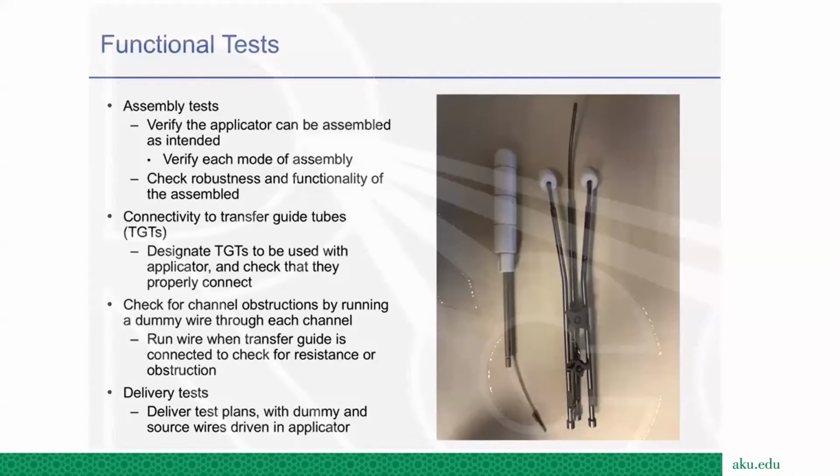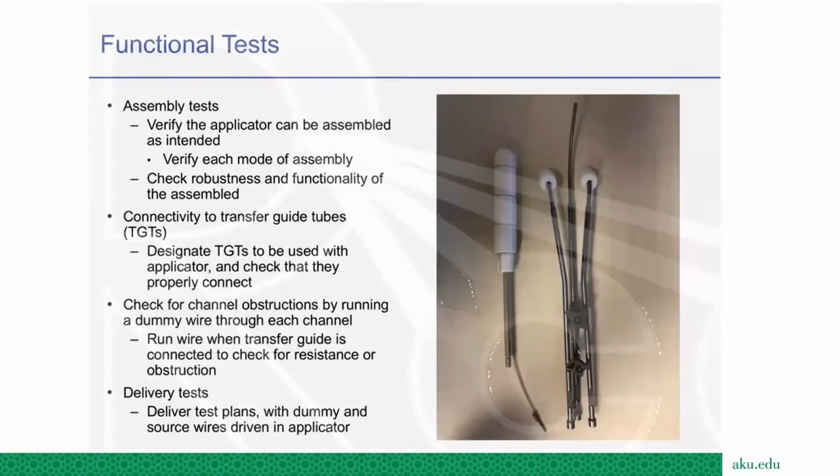So that is one part that we should verify on and off. Another test could be the channel obstruction by running the dummy wire. Before every treatment, there is a protocol, variant protocol, where the dummy goes into the applicator and checks for obstruction and any hindrance in the channel.